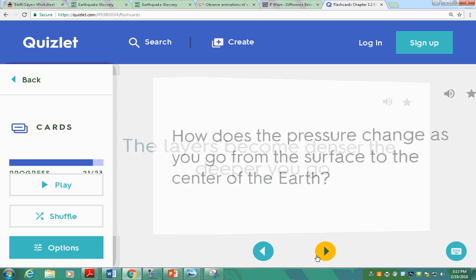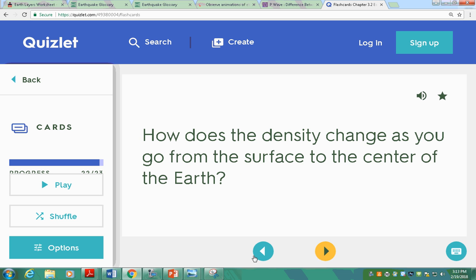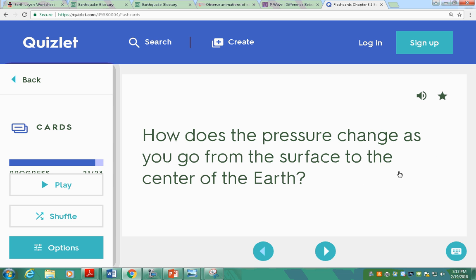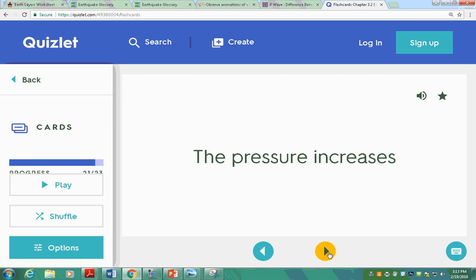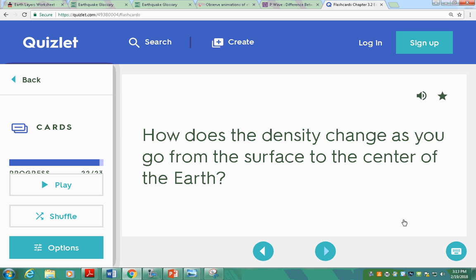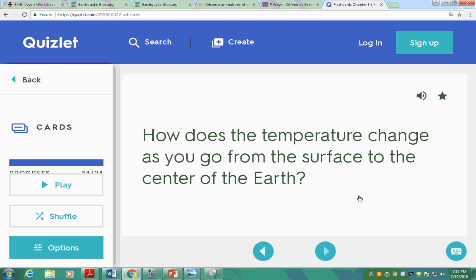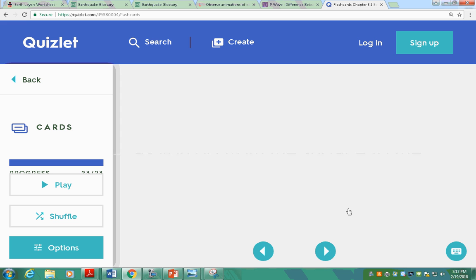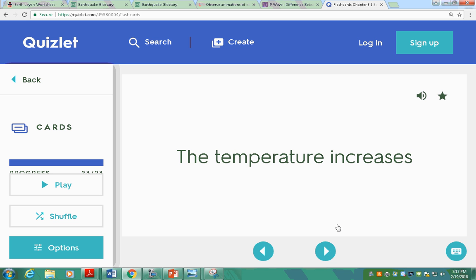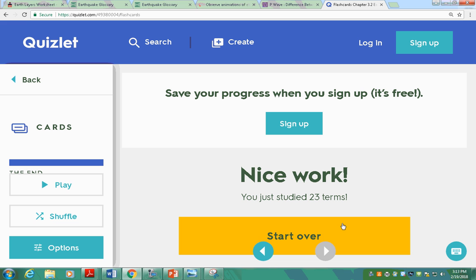Trying to see. So the pressure changes when you go from the surface of the Earth to the center of the Earth by increasing. Density should increase as well. Yep, I was right on both of those. Now, as far as the temperature goes, as you move from the surface to the center of the Earth, everything increases. So if you look at that chart, it's increase, increase, increase for your multiple choice.